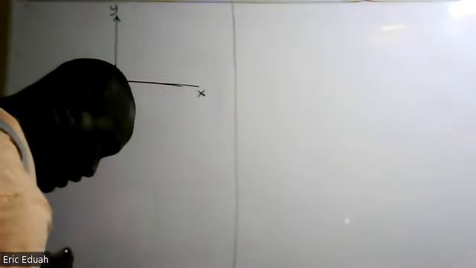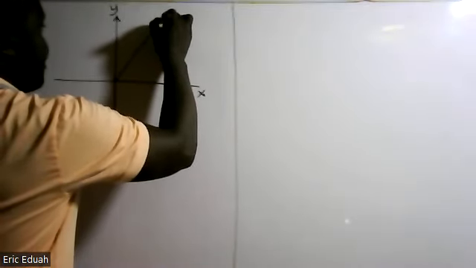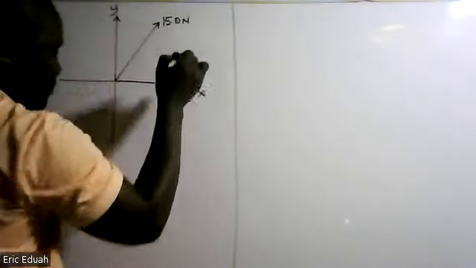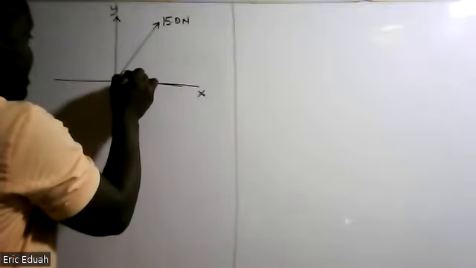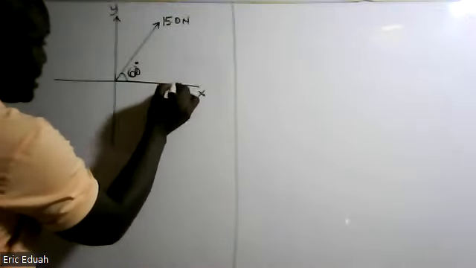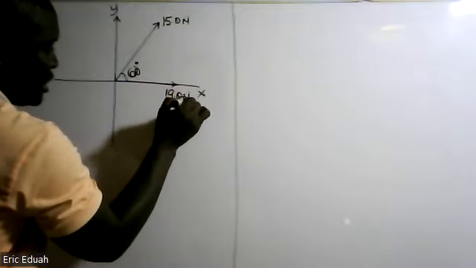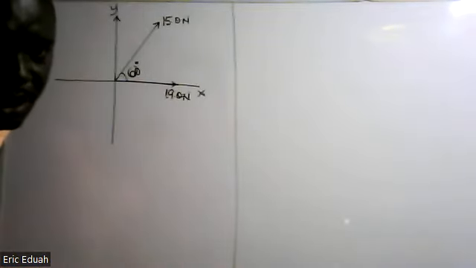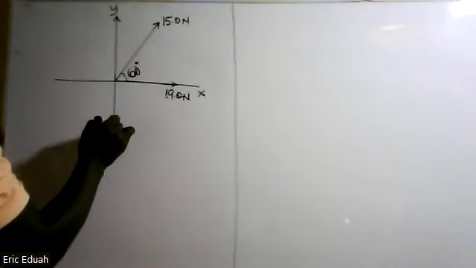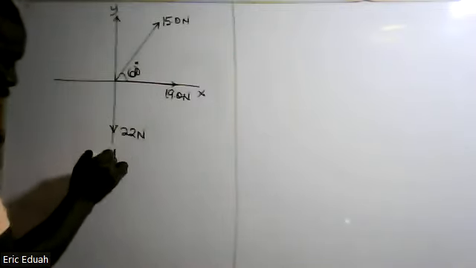So I gave you 5 vectors acting at a point. This has a magnitude of 15.0 Newton, acting at 60 degrees to the x-axis. Then 19.0 Newton acting along the x-axis. Then we have 22 Newton acting along the negative y-axis.